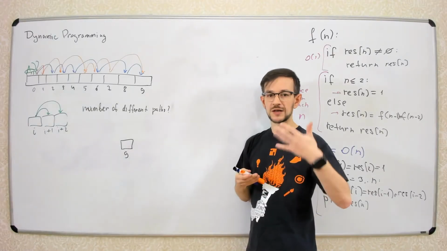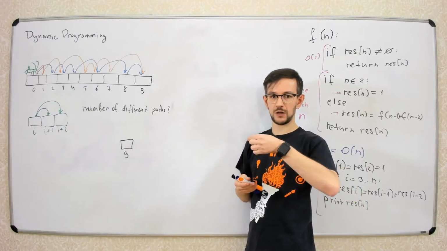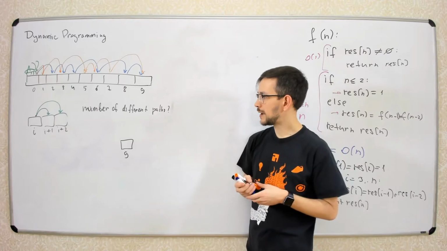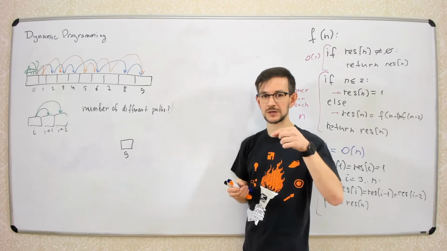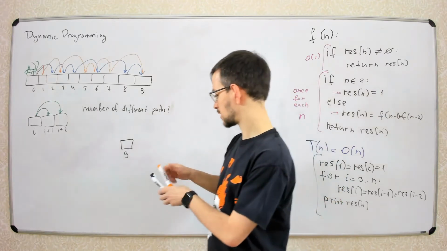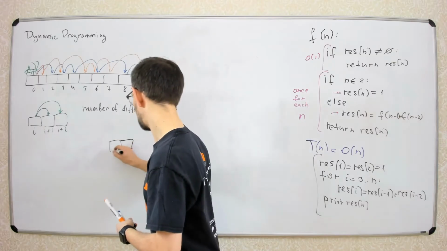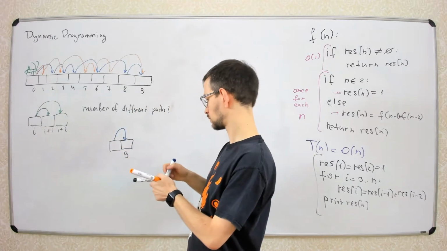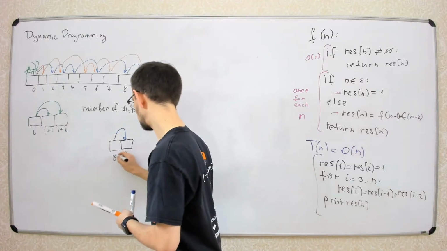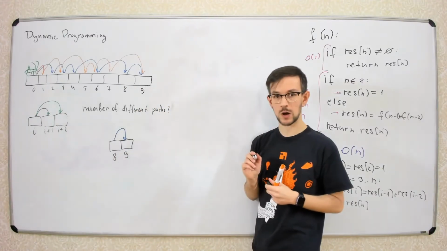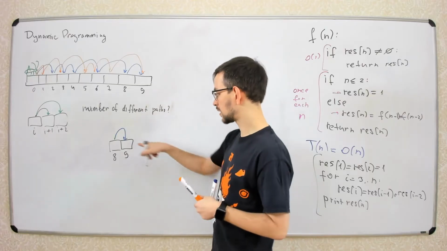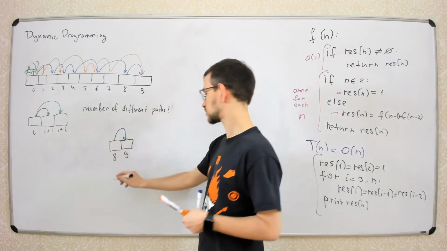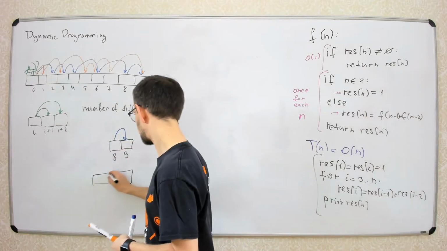Let's look, what was the last jump before we reach the cell 9? We can make the last jump either from the cell 8, so the last jump may be from cell 8, like this. That's the case 1. Or we can reach the cell 9 from cell 7, so we can have something like this.